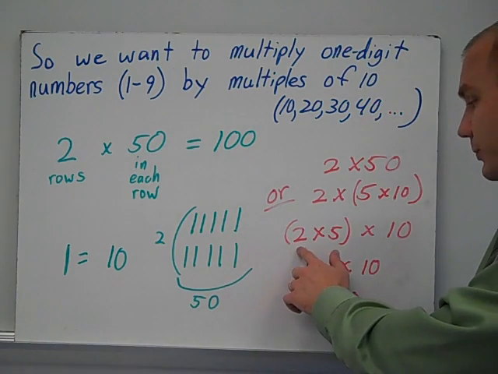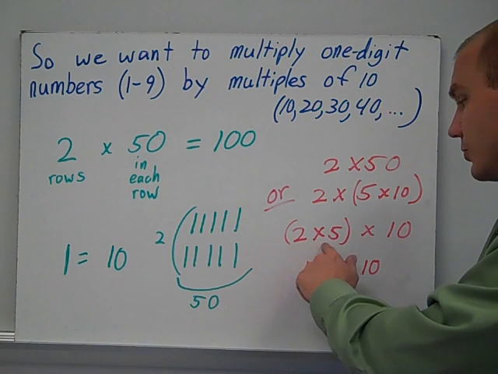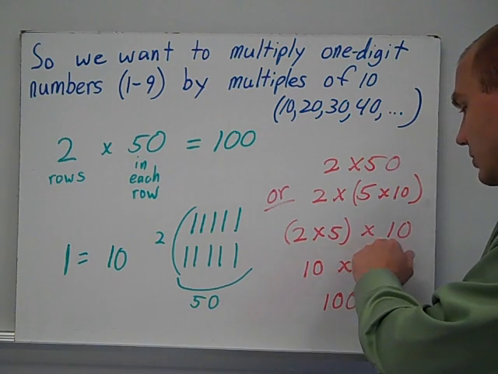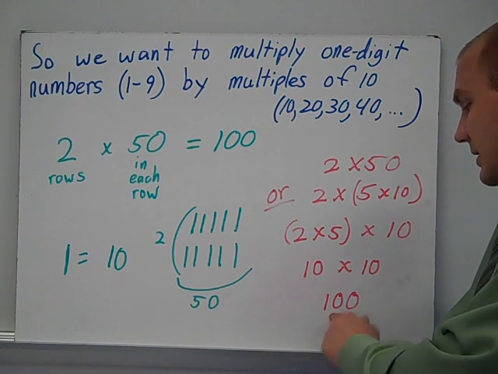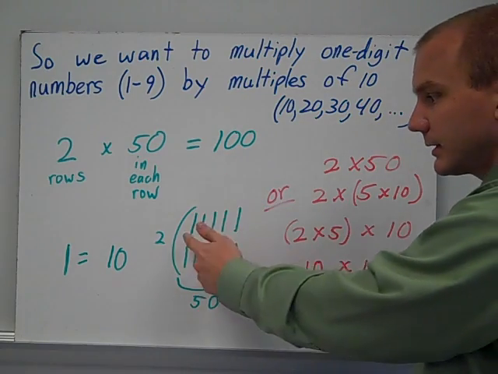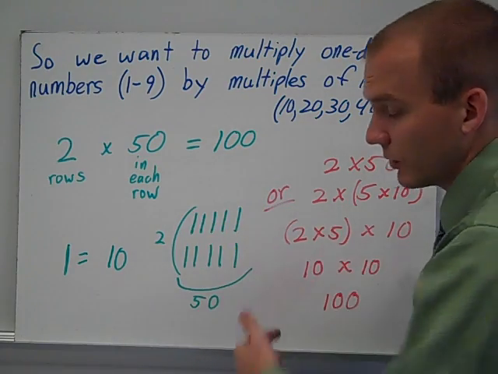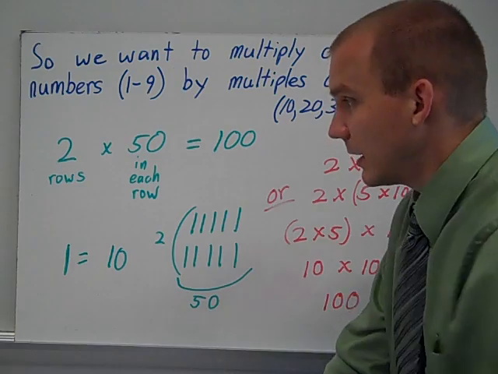So I just regroup these, 2 times 5 times 10. 2 times 5, well that's 10. Still have to multiply by 10, so 10 times 10 equals 100, which is the product I got when I used the strategy drawing the array with base 10 blocks.